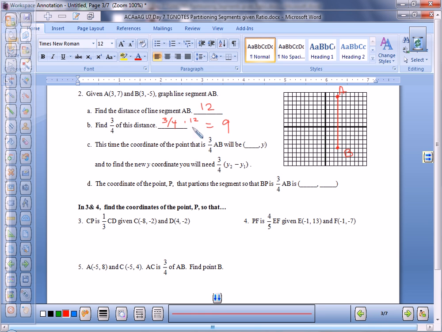You can either multiply your numerators straight across and then divide by the product of your denominators, or you can simplify and say 4 goes into 12 3 times, and 3 times 3 is 9. So a couple different ways to do the algebra there.